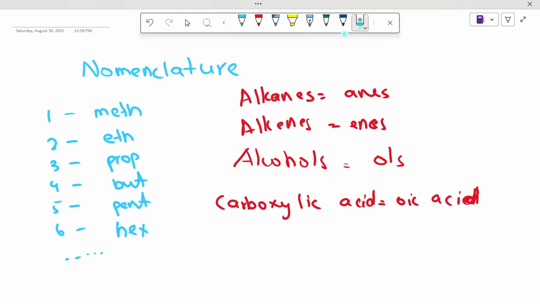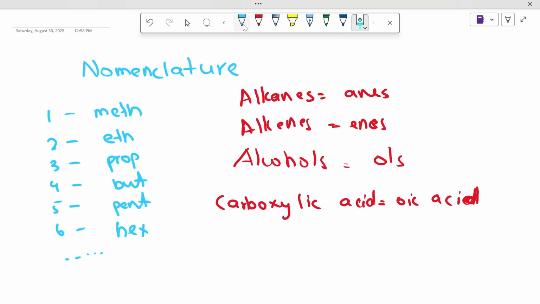Then there are some families. Alkanes are going to be named with ane, like methane, ethane, propane. Alkenes are going to end with ene, such as ethene, propene, butene. Alcohols will end with ol, like methanol, ethanol, propanol, and carboxylic acids are going to end with oic acid, such as methanoic acid, ethanoic acid, propanoic acid.